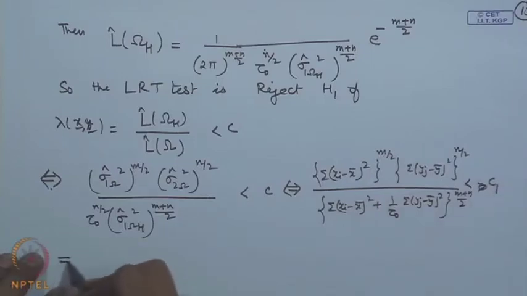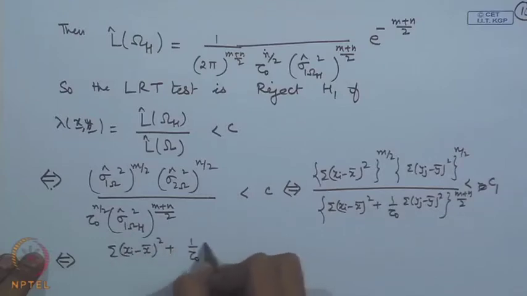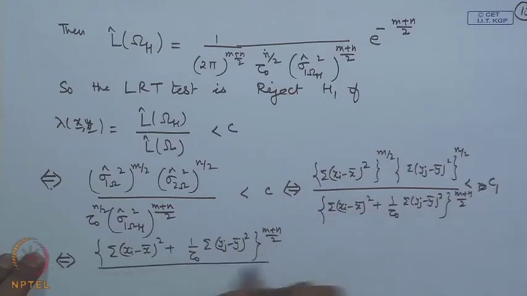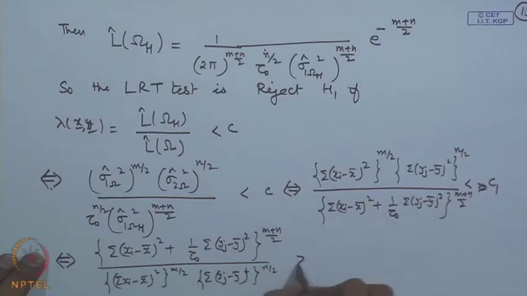So, this is then equivalent to, I take the reciprocal, I can express it as sigma (x_i minus x bar) square plus 1 by tau naught sigma (y_j minus y bar) square to the power (m plus n) by 2, divided by sigma (x_i minus x bar) square to the power m by 2 sigma (y_j minus y bar) square to the power n by 2, greater than say c 2.